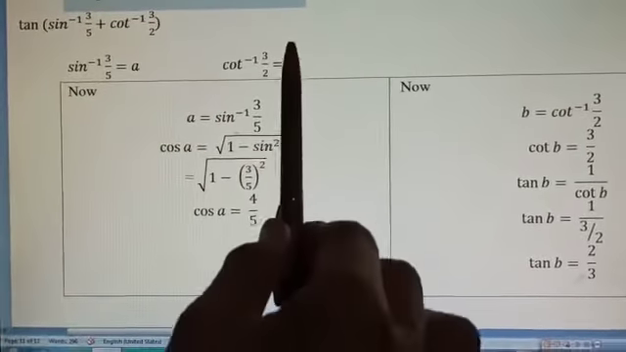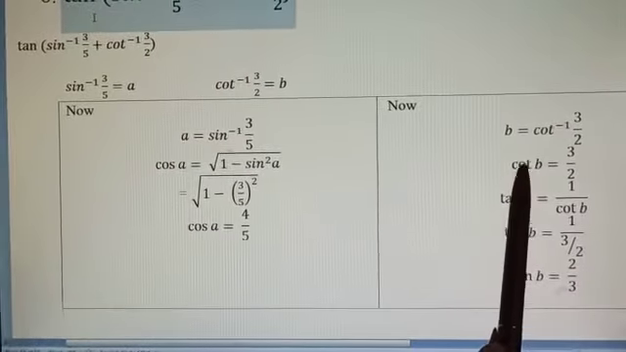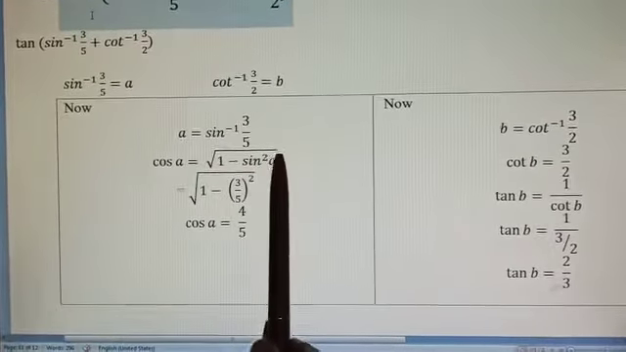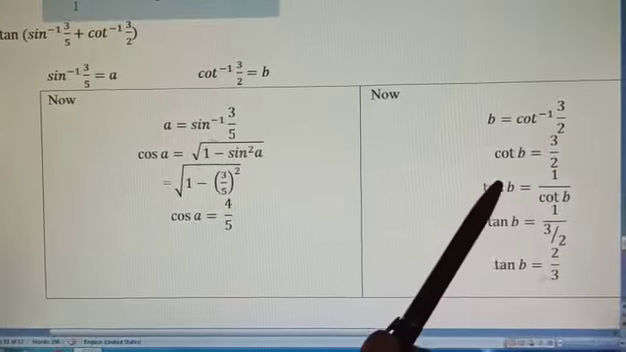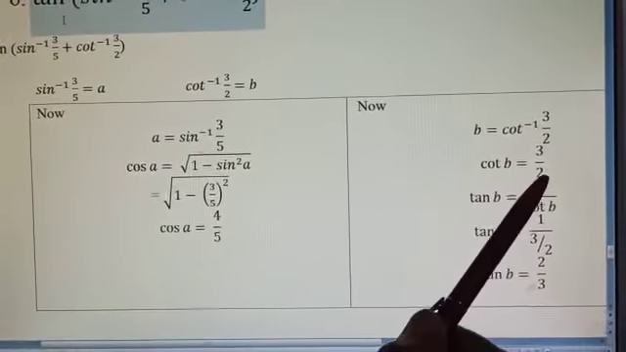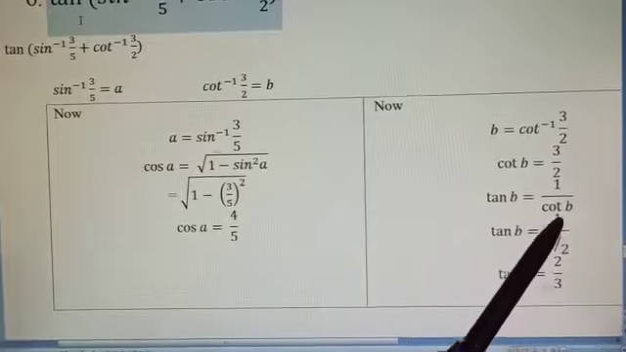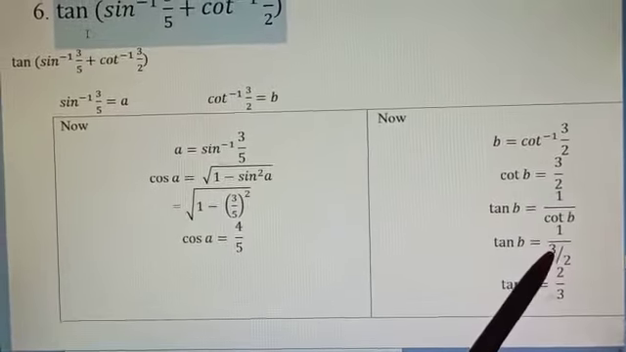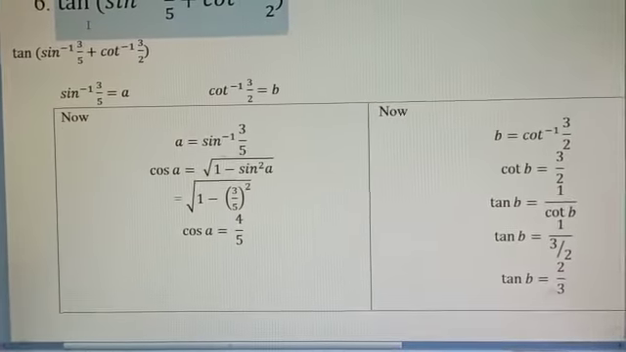In the same manner, let us consider this part here. B is equal to cot inverse of 3 by 2. So therefore cot B is 3 by 2. We have tan theta is 1 over cot theta. In the same manner tan B is equal to 1 over cot B. Cot B is 3 by 2. Substituting here 1 divided by 3 by 2, it becomes the reciprocal. Tan B is equal to 2 by 3.